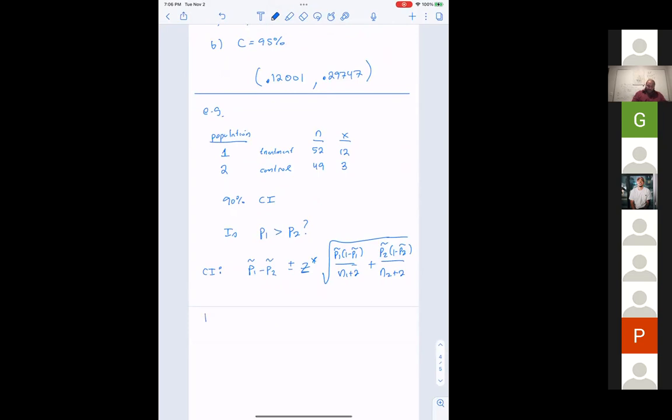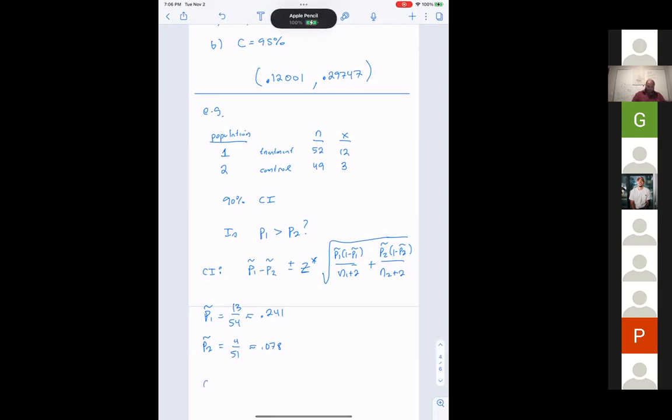So first, in this example, what is P1 twiddle equal to? 13 divided by 54. Excellent. 13 over 54, about 0.241. What is P2 twiddle equal to? 4 divided by 51. Excellent. 4 divided by 51, which is approximately 0.078.